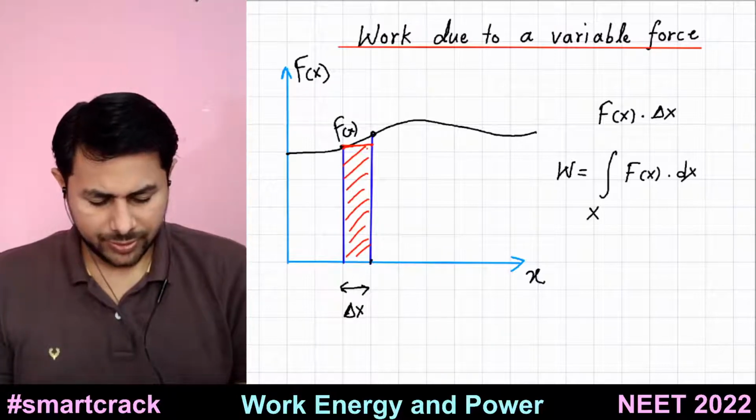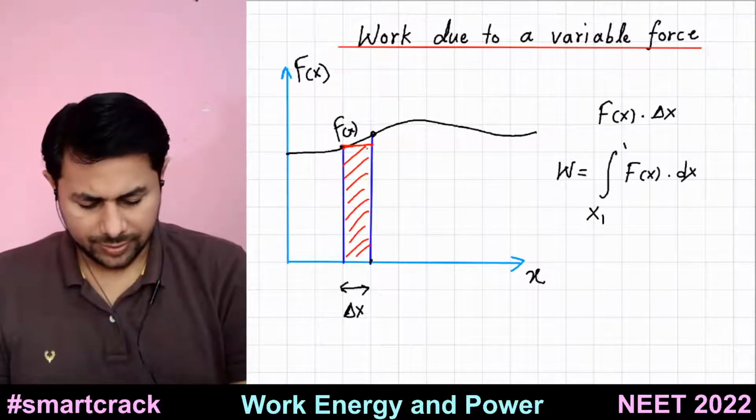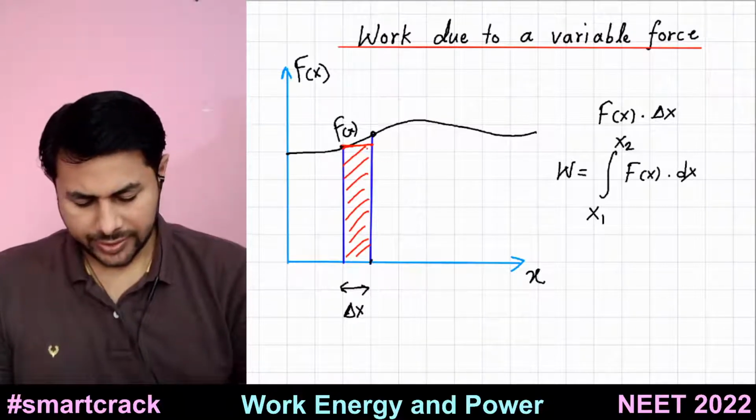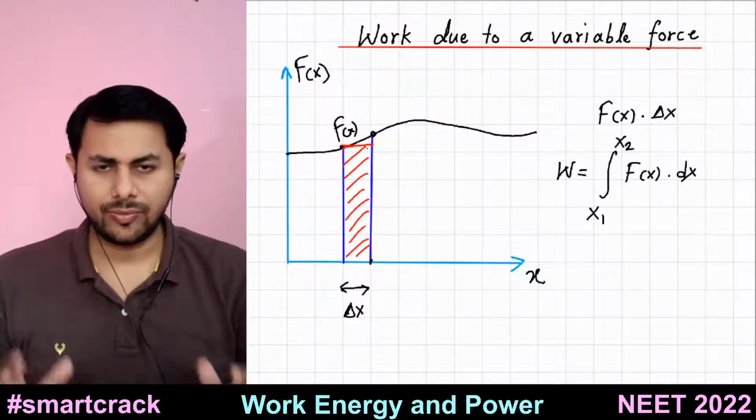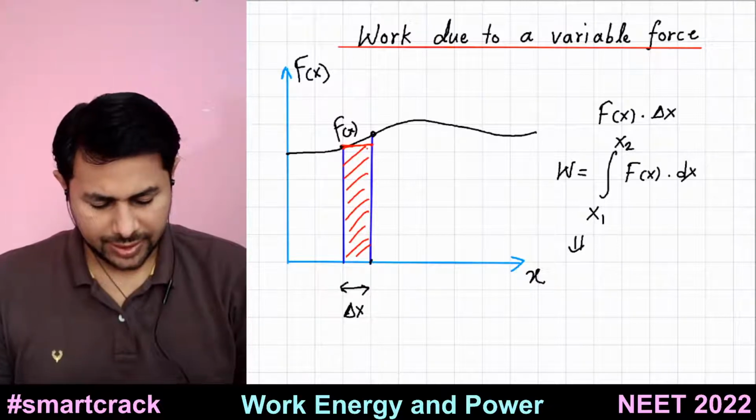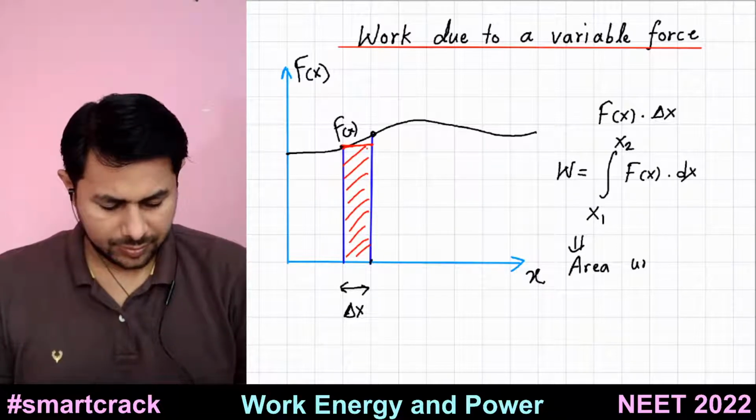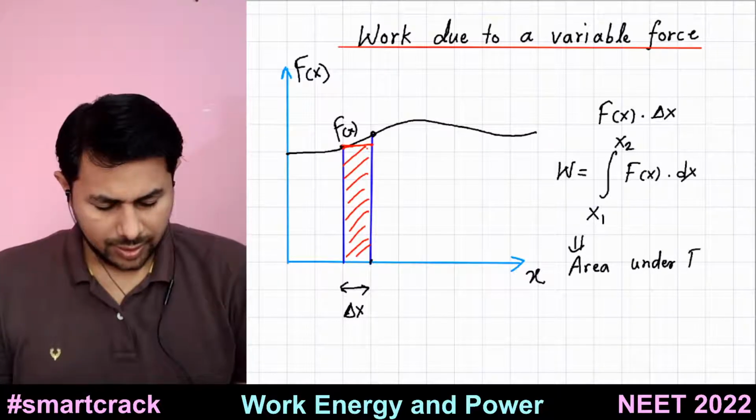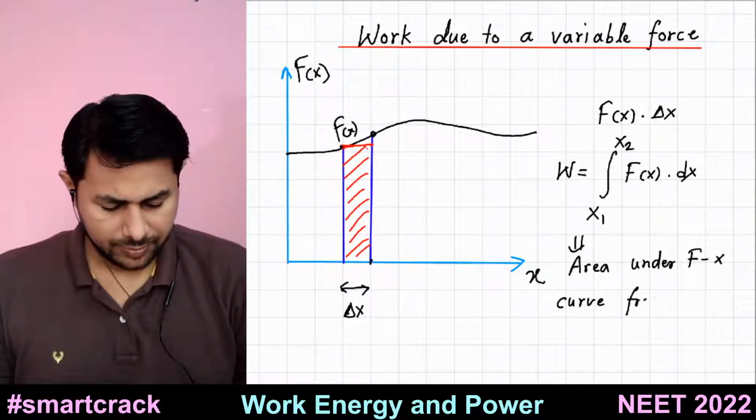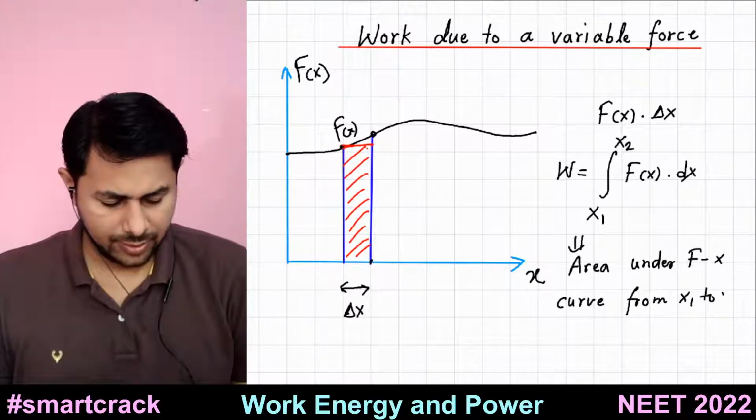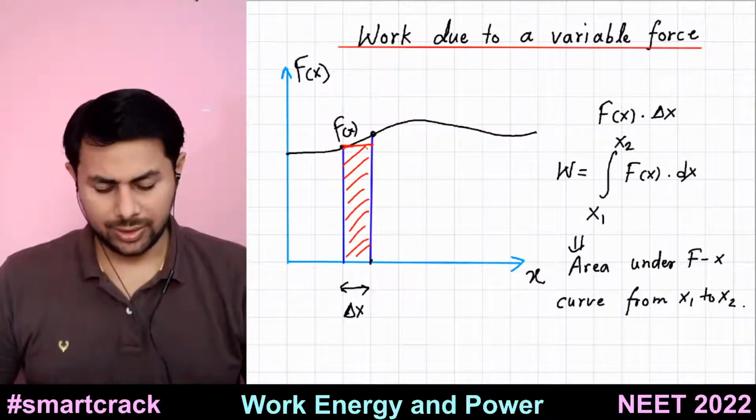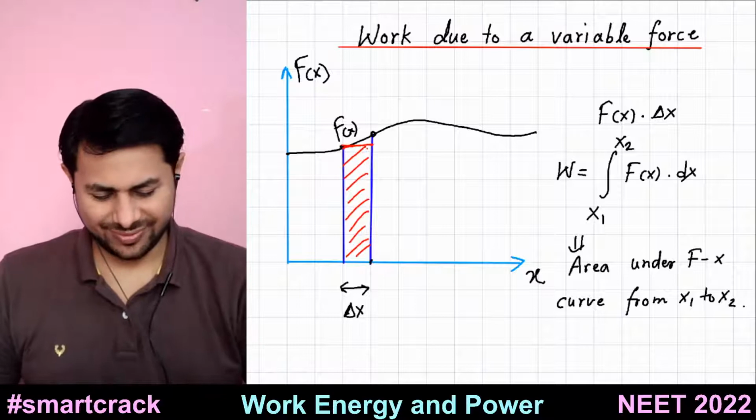Let's suppose you want to find the work done from x1 to x2. It will be the area under the force versus position curve from x1 to x2. So this is the area under the f x curve from x1 to x2. That is the work due to a variable force.